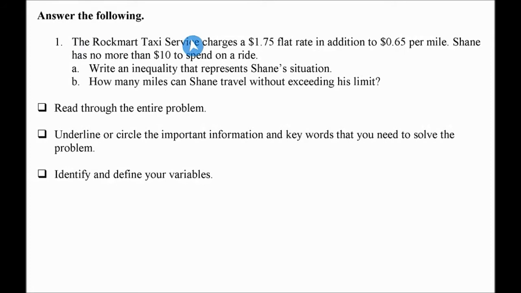The Rockmart taxi service charges a $1.75 flat rate in addition to $0.65 per mile, so that's 65 cents. Shane has no more than $10 to spend on a ride. Write an inequality that represents Shane's situation. And then B, how many miles can Shane travel without exceeding his limit? So if you just read that and you don't understand what this was telling you, take a minute and reread it again and make sure that you understand it.